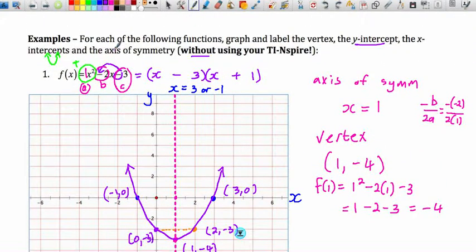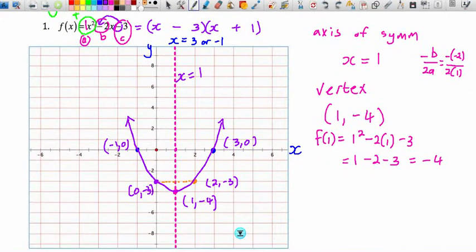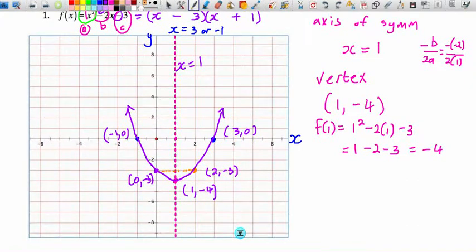And we have now completed our sketch of our function with a vertex, a y-intercept, our x-intercepts, and our axis of symmetry, which we've drawn in here. I could just put a label in. Of course, it's a vertical line, and so its equation is x equals, in this case, 1. Okay, and so that's allowed us to sketch and label a very accurate graph of f of x without using our calculator.